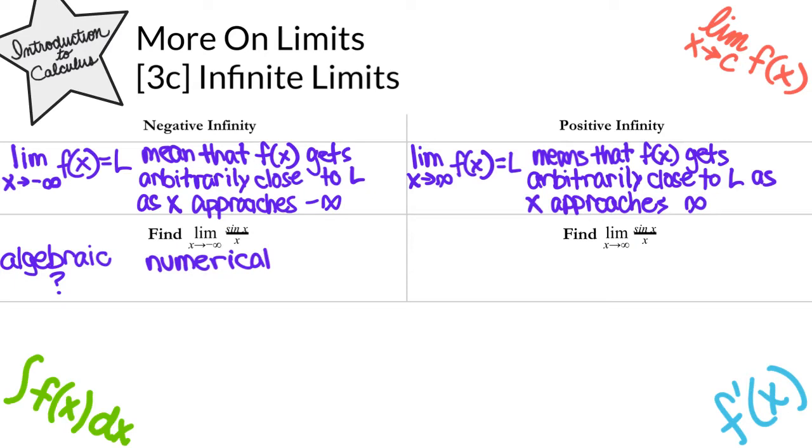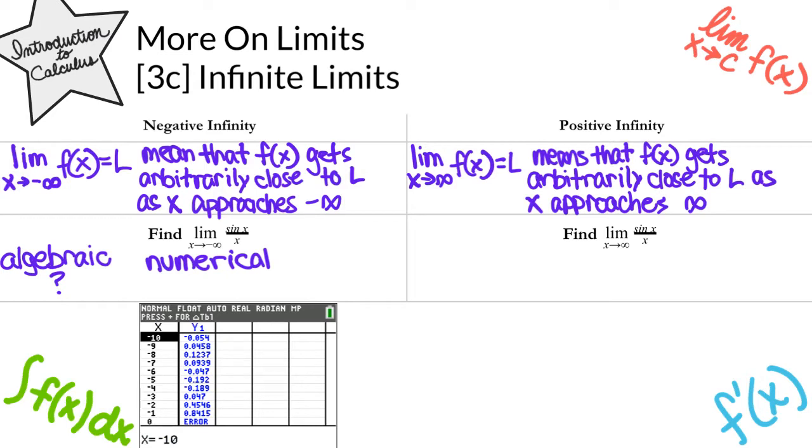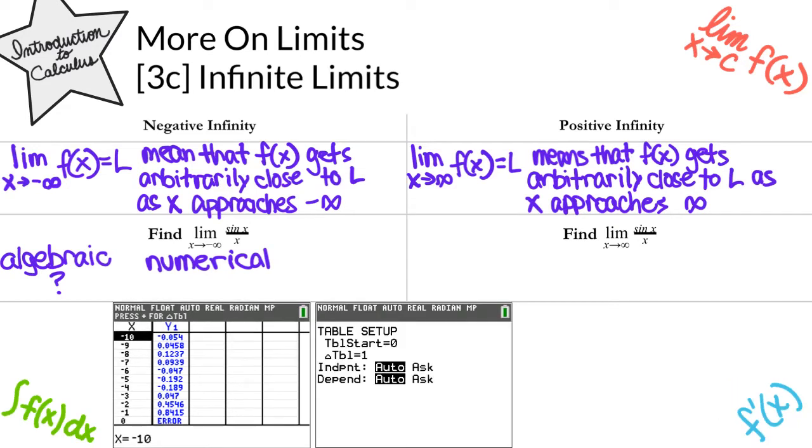A great way to do this is on the TI-84 calculator. We enter this function into y equals in radian mode and then press second graph for the table. If your x values are changing by something smaller than 1, then you should change your table setup by pressing second window and change your delta table to 1, or even 5 would do the trick.